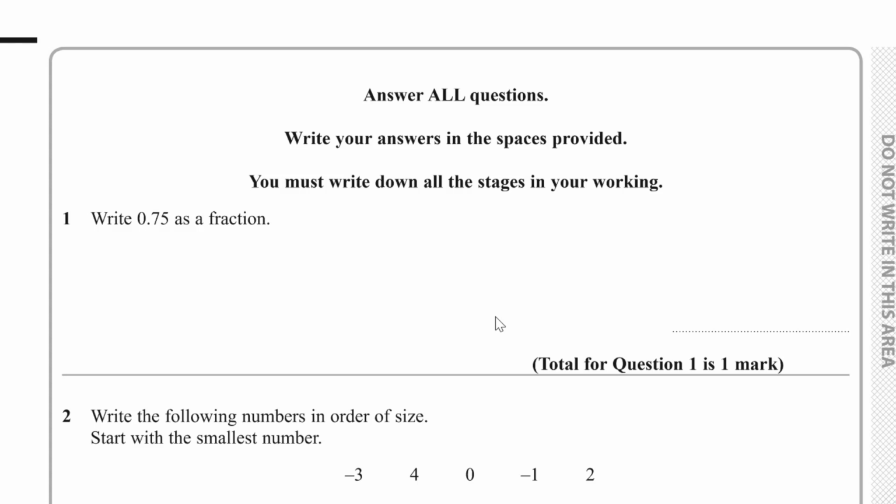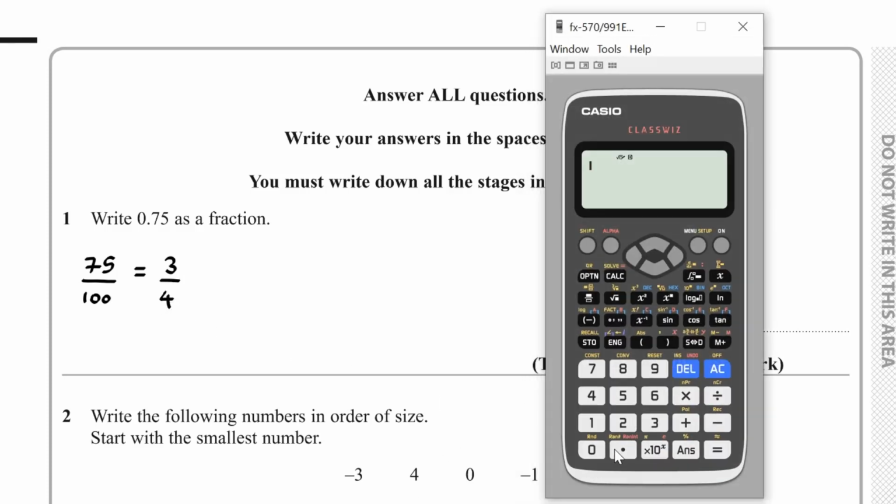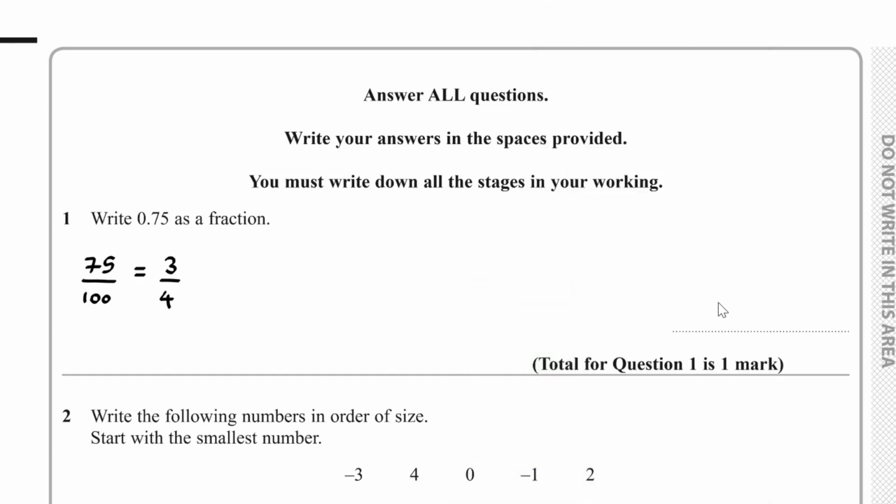To do this, we can either recognize that we can write 0.75 as 75 over 100, and then simplify this to 3/4, or we can simply use our calculator. We type in 0.75, we end up with 3/4.